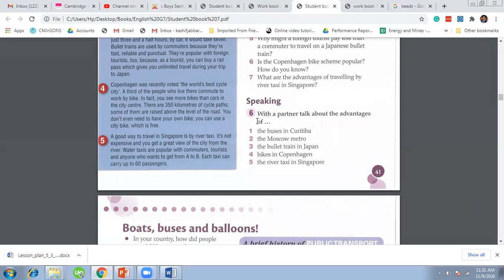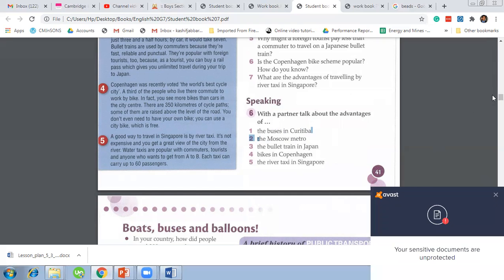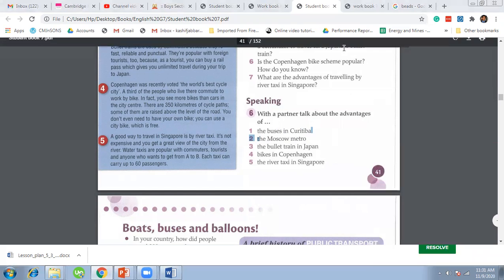It's a speaking task with a partner. Talk about the advantages of the buses in Curitiba and the Moscow metro, the bullet train in Japan, bikes in Copenhagen, and river taxi in Singapore, as we have already discussed all these things. All right, so that's it.